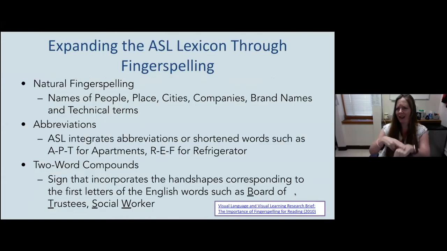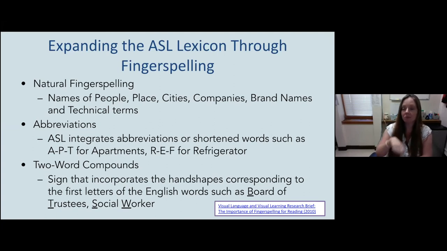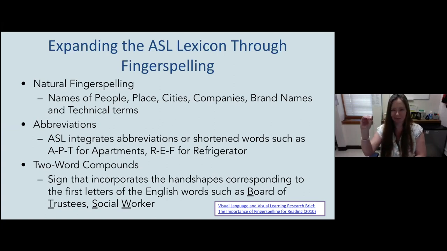So if you notice, we have natural finger spelling for words. For example, my name is Julie. If you notice the J-U-L-I-E, the movement of my hands, the way I just did it, doesn't look natural. But the way I do it just now is natural. It's important to recognize natural versus not natural. And we also have abbreviations. For example, the word apartment, we tend to just say APT. Another example is REF, for refrigerator, but there are signs for that. We also have social worker, SW, board of trustees, B to T, but we use it in a sign.